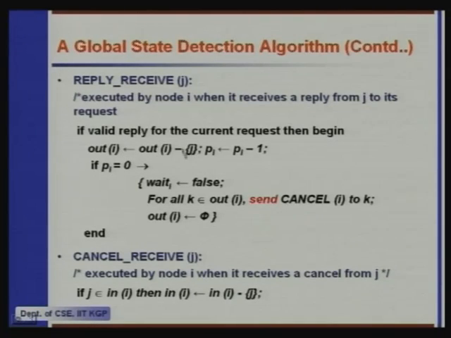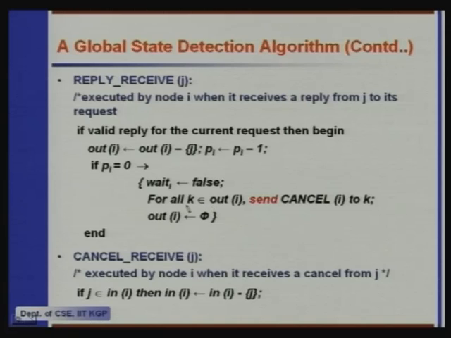minus j. So we remove j from its outward dependencies because it has already responded, and we set pi equal to pi minus 1 because now we need one less resource, because the resource which j was holding is now in my ownership. So I need pi minus 1 remaining resources. Now, if I find that after this pi becomes 0, that means I have got all my resources. If I have got all my resources, I set wait I to be false, and then for all k belonging to out I, we send cancel I to k.